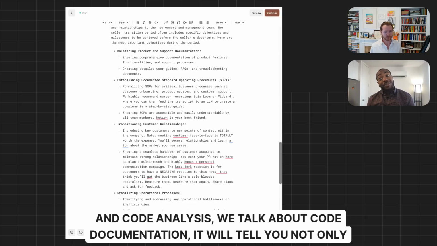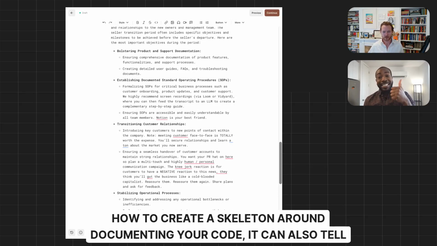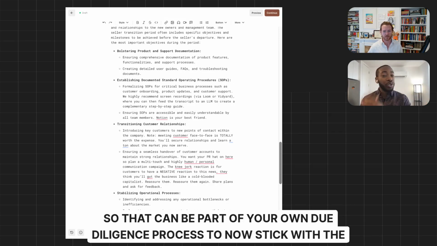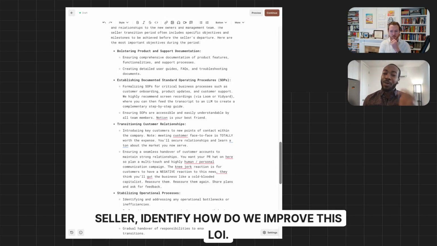And code analysis, we talk about code documentation. It will tell you not only how to create a skeleton around documenting your code, it can also tell you where there are gaps in your code to improve it. So that can be part of your own due diligence process to now sit with the seller and identify how we improve this LOI. Totally.